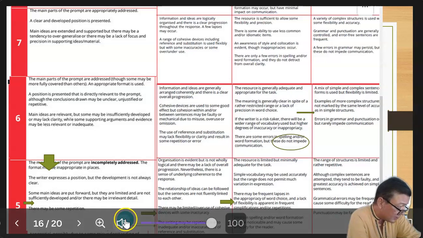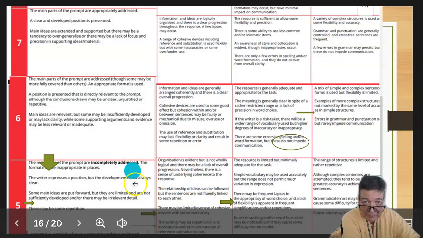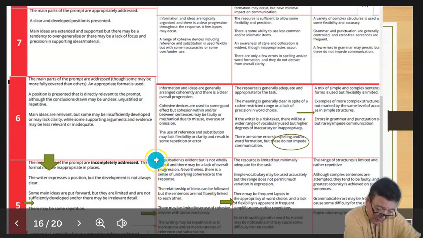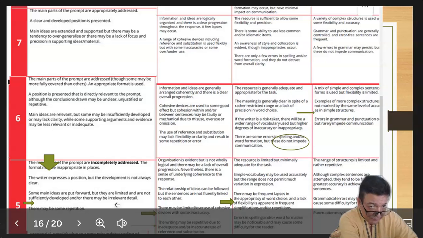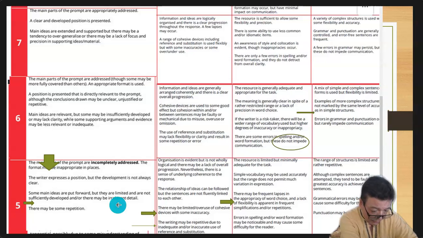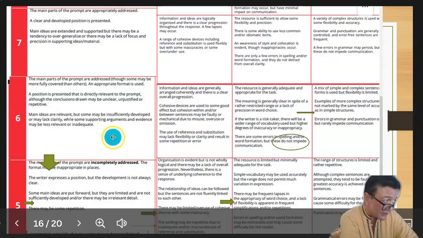We'll start with task response, which is the column over on the left. If we look at 5, 6, and 7, the writer expresses a position, but the development is not always clear. That's certainly the case here. I think you're saved though by the language in band 6. A position is presented. It is relevant to the prompt, but the conclusions drawn may be unclear, unjustified, or repetitive. That's more of what I read there. So I put this in a 6 for task response.